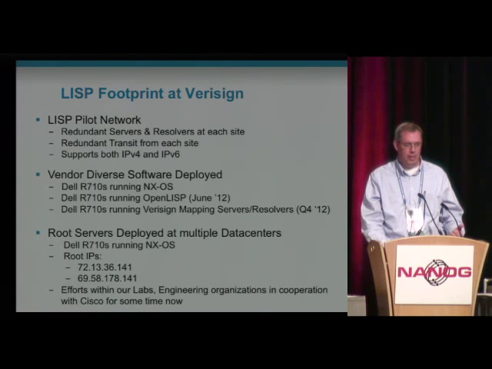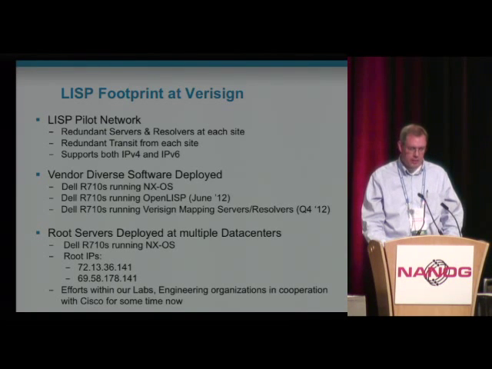In our pilot network, we have redundant servers and resolvers at a couple of different data centers with redundant transit and native v4 and v6. Should make some of the folks happy here. I think Martin might be pleased at that. We're running everything on R710s using NXOS right now. The Open LISP-DDT capable code is due out in the very next release that they make. It should be in June of this year. We're talking next few weeks. And then, like I said, our map servers and resolvers will be online in Q4 running the native Verisign code.